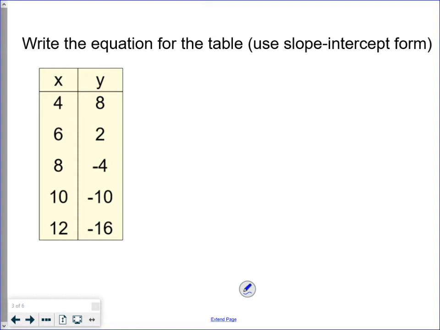In this video, we are going to write the equation of the line from this table. We know the equation of the line is written as y equals mx plus b, where m is the slope and b is the y-intercept. First, we're going to find our slope.